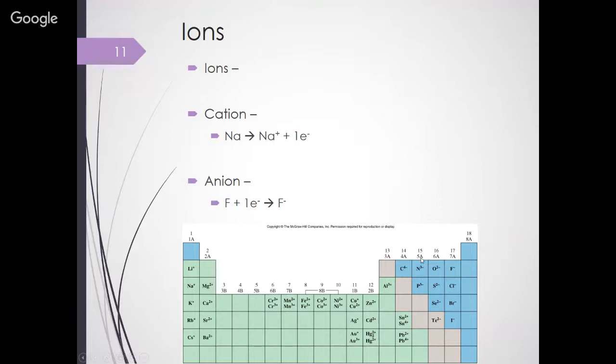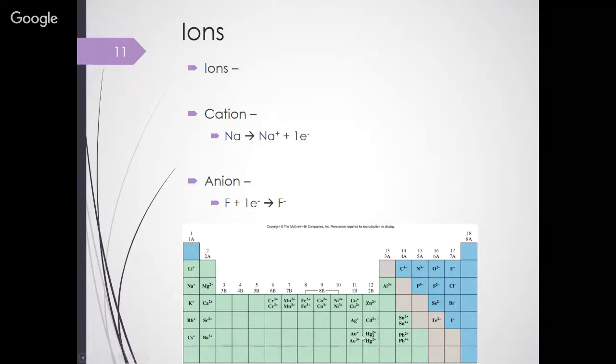Group 5, now what we look at is our nonmetals, are becoming anions, negatively charged. So if we subtract away 8, 5 minus 8 gives us a -3. Group 6 nonmetals like to become a -2 because 6 minus 8 is -2. And then your group 7, 7 minus 8 is a -1.